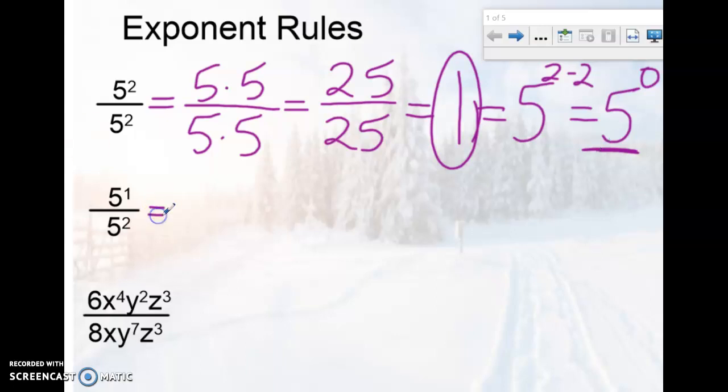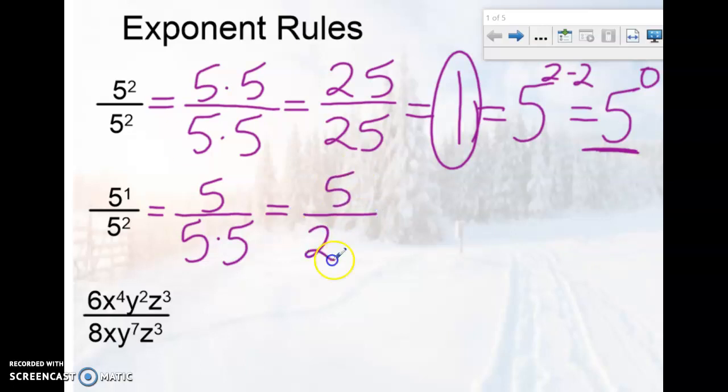Now, the next one is 5 to the first over 5 to the second. I'm going to stick with my expanded form where I write 1 5 and then 2 5s. Okay? Now, if I was to go ahead and multiply, this is 5 over 25, right? And 5 over 25 can be reduced. It cannot create a whole number. It can create a fraction of 1/5. So hopefully you're able to follow me there.